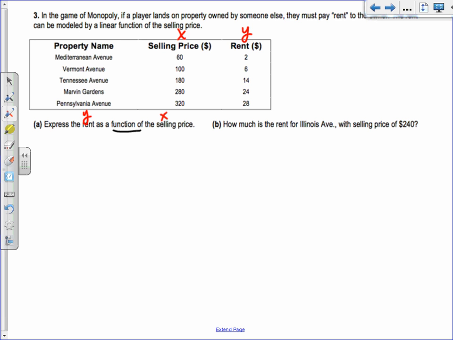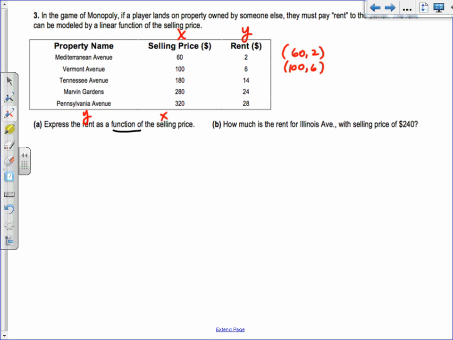So we need to come up with our rent equation, so our y equals equation. Okay. So I can pick any 2 points that I want. It doesn't have to be all of them, just pick any 2 points. I'm going to guess I want to use the point (60, 2) because it looks simple, and (100, 6). Easier numbers, right, than the other ones.